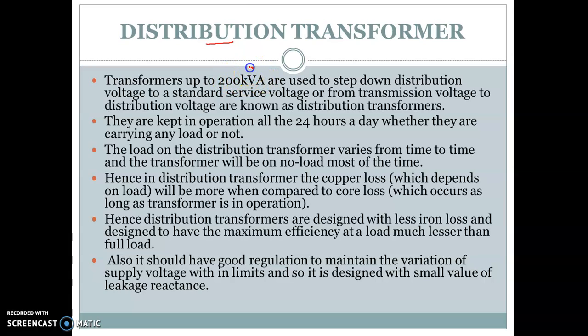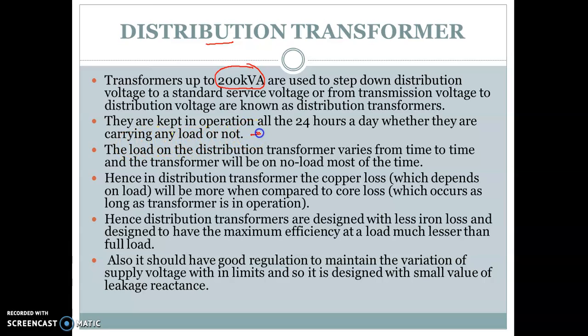This transformer steps down the voltage and transmits it as per our requirement. For example, if some industry needs power, accordingly the voltage is stepped down on the street side, in villages, or for domestic use. The voltage level is 230 volts, so it can be further reduced and we can get about 230 volts. They are kept in operation all 24 hours a day, whether they are carrying any load current or not.